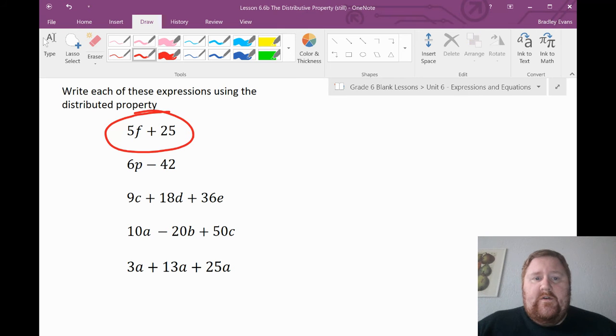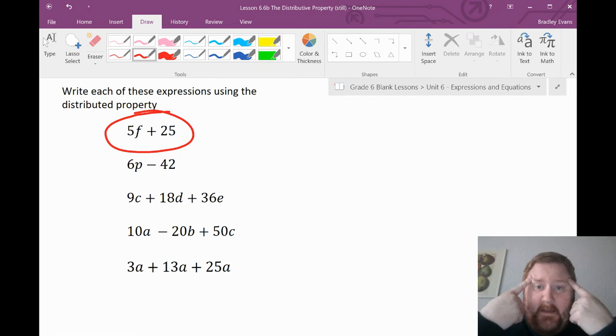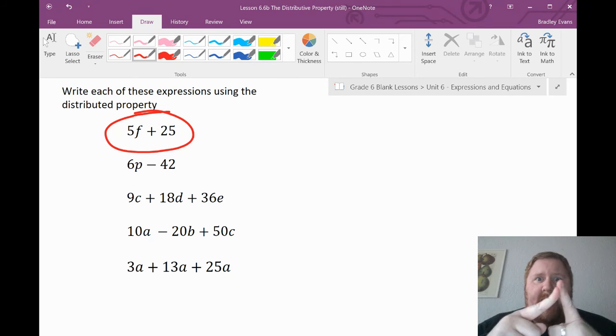Let's take a look at the first one. Our expression is 5f plus 25. I need to find something that is common, that can be distributed amongst the 5f and the 25. So I need to think, what value can go in or be a product of 5f and is a product of 25? What number can I choose that can go into 5f and 25?